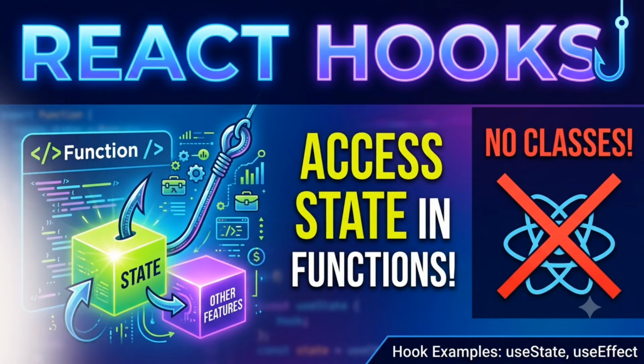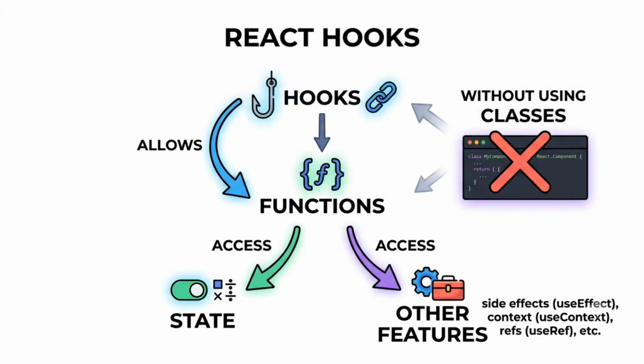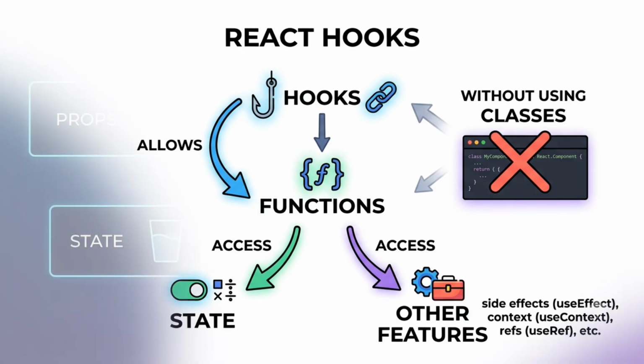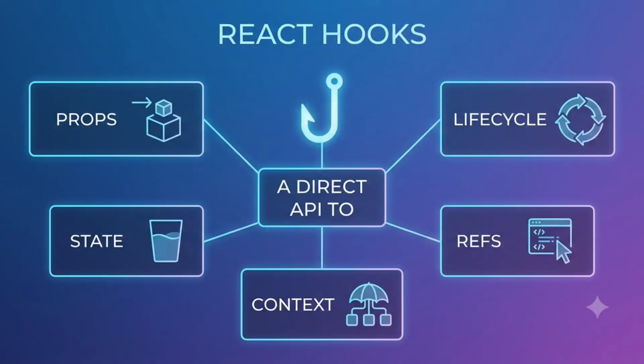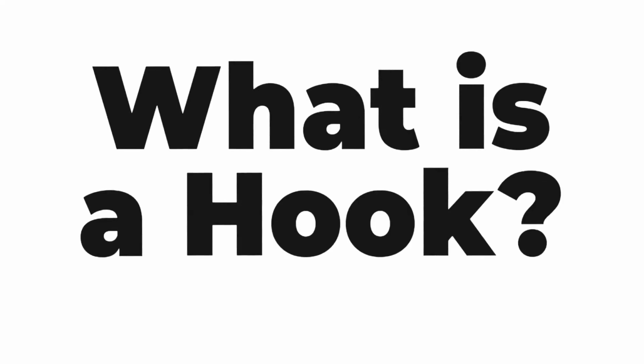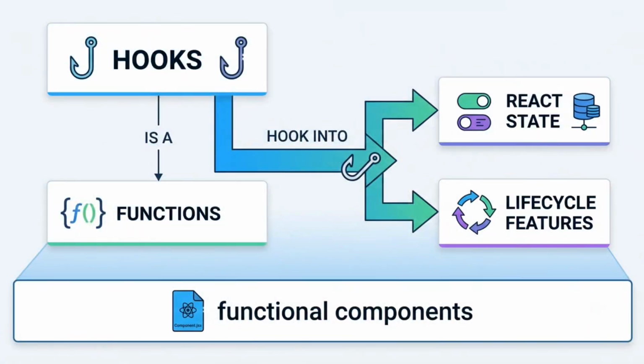Let us learn about the React hooks. So hooks allow functions to have access to state and other React features without using classes. They provide a more direct API to React concepts like props, state, context, refs, and lifecycle. So what is a hook? Hooks are functions that let you hook into React state and lifecycle features from functional components.